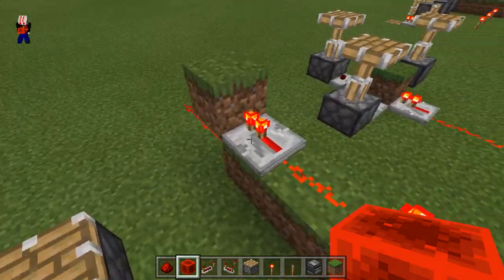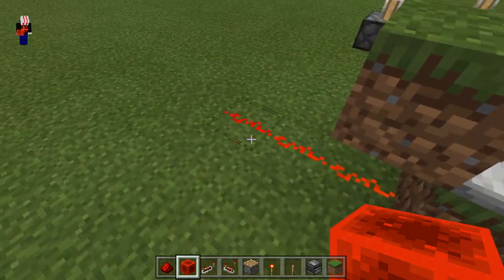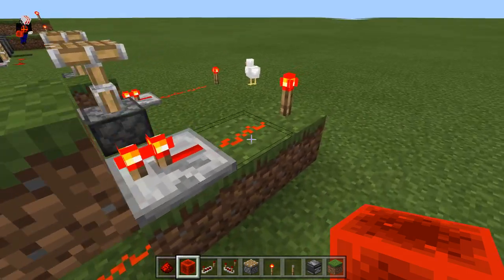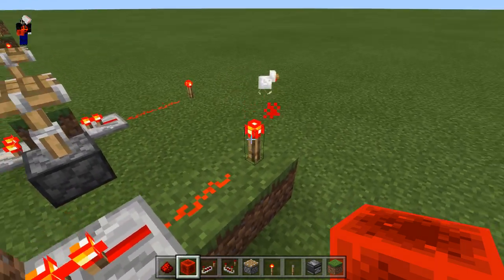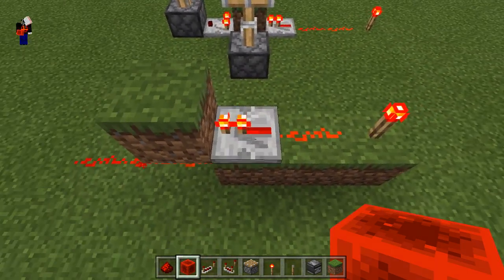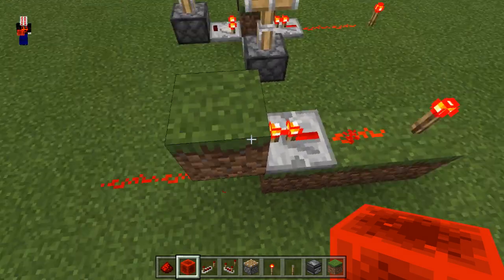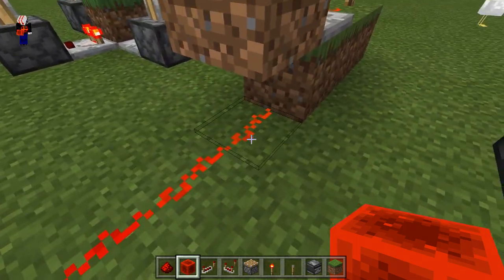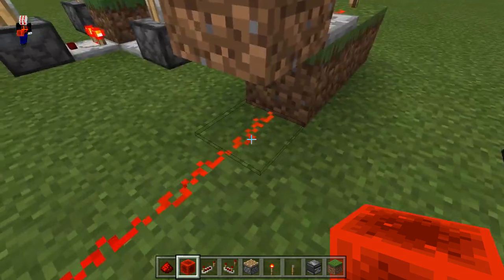Now, a hard-powered block will power redstone below it, as well as connected to it. So this redstone torch, which is effectively a hard-powered block, powers this redstone line. The repeater then hard-powers this block, which also powers the redstone line under it.